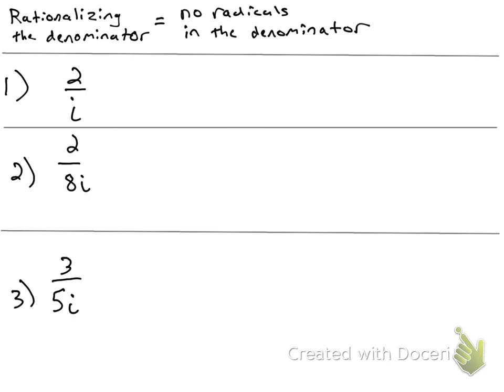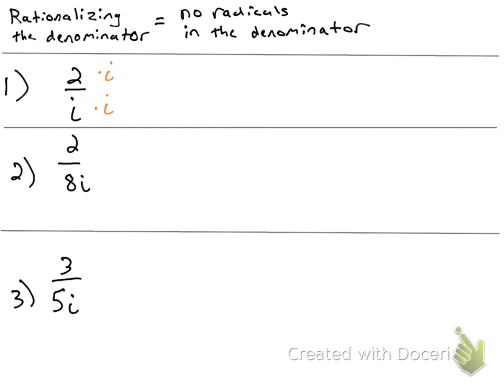So our rule is we can always multiply the numerator and the denominator by the same thing to manipulate the function, okay? So 2 over i here, what would be the most simple thing we could multiply by that would get rid of the i in the denominator? By i, right? Because i times i equals i squared, which is negative 1. Good.